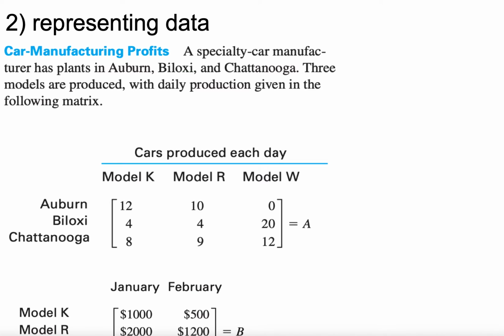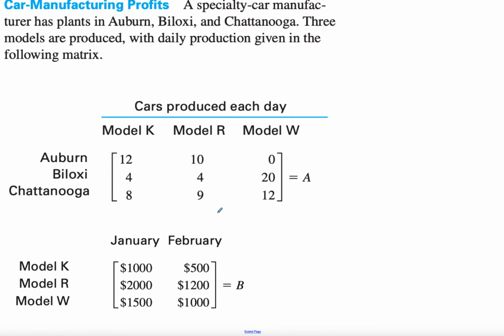Here we have an example from a textbook that I just copied and pasted. Basically, they have the cars produced each day. These are the three car companies. I don't have any of these cars, so I have no idea what they are, but let us say these are the names of the car brands, and these are the models: Model K, R, and W. And the second one is the profit by selling each car.